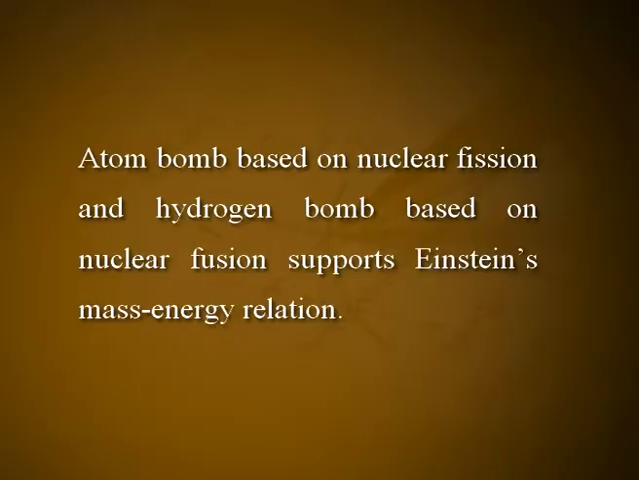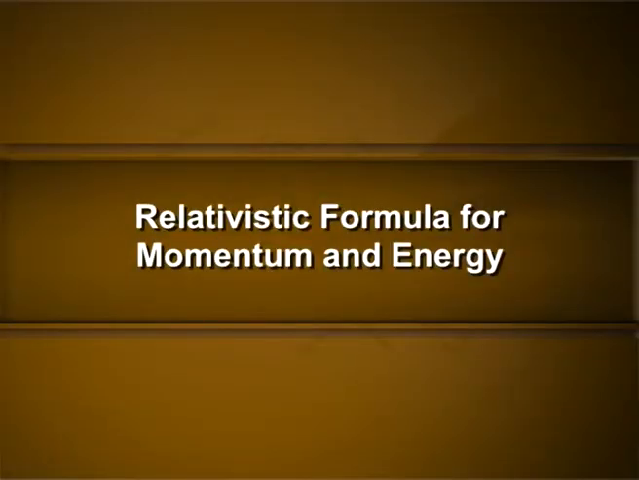In nuclear fusion, lighter nuclei fuse together to produce a heavy nucleus with the release of energy, as in the case of nuclear fission. Solar energy is produced due to the fusion of protons to form helium. The atom bomb, based on nuclear fission, and the hydrogen bomb, based on nuclear fusion, support Einstein's mass energy relation. During other nuclear reactions also, energy is released, which is the energy equivalent of the difference in masses of the reactants and the products. Relativistic formula for momentum and energy.